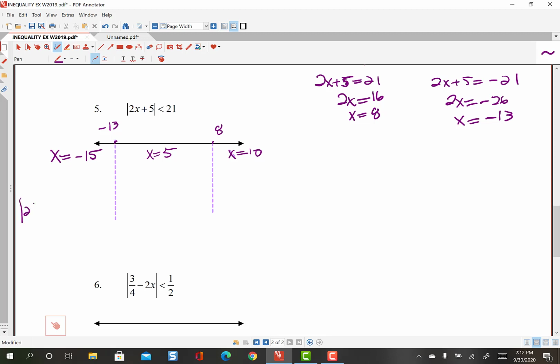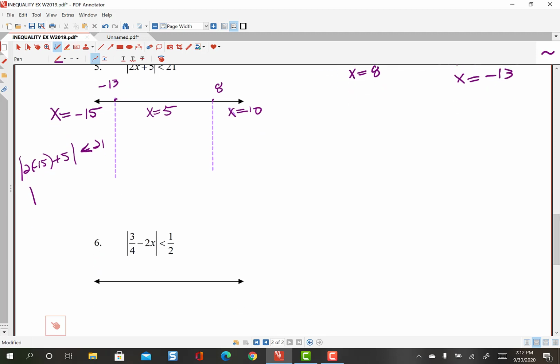Okay, so let's see what happens here. I'm going to have the absolute value of 2 times negative 15 plus 5, and we want this to be less than 21. So inside my absolute value here, 2 times negative 15 is negative 30, plus 5 gives me negative 25. Now, is the absolute value of negative 25 less than 21? Because this absolute value here is 25. Is 25 less than 21? No, it's not. So that's false.